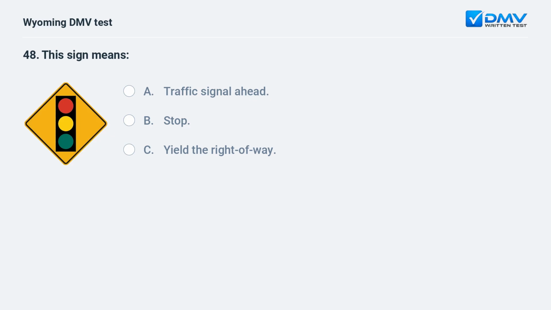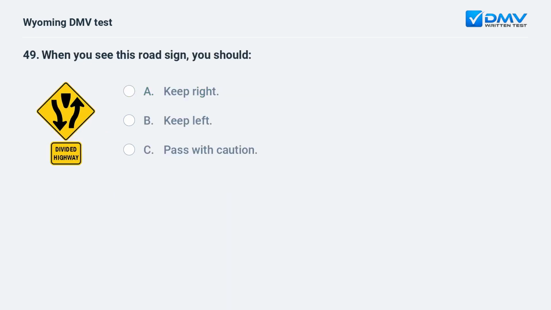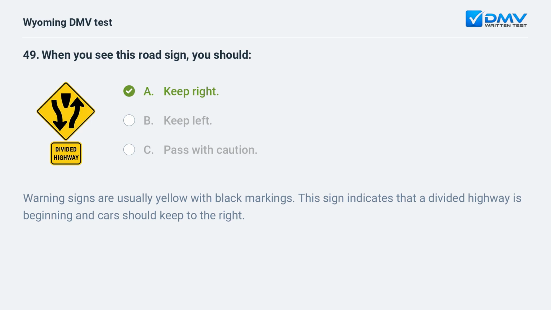This sign means A. Traffic signal ahead. B. Stop. C. Yield the right of way. A. Traffic signal ahead. This sign warns of an approaching traffic signal. When you see this road sign, you should A. Keep right. B. Keep left. C. Pass with caution. A. Keep right. Warning signs are usually yellow with black markings. This sign indicates that a divided highway is beginning and cars should keep to the right.